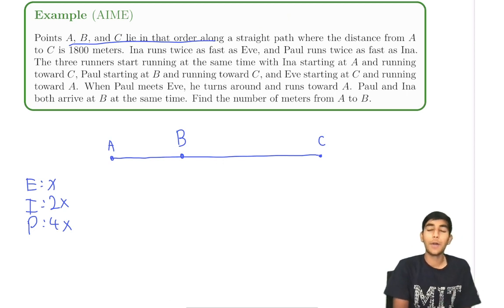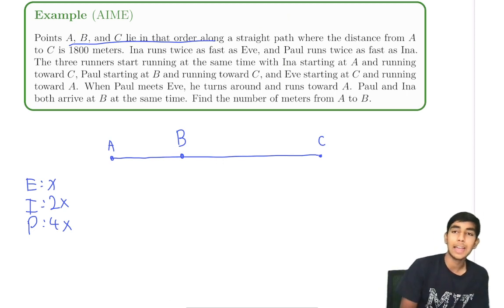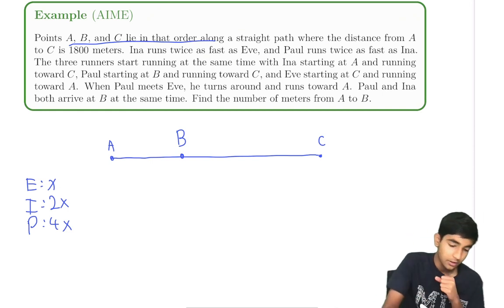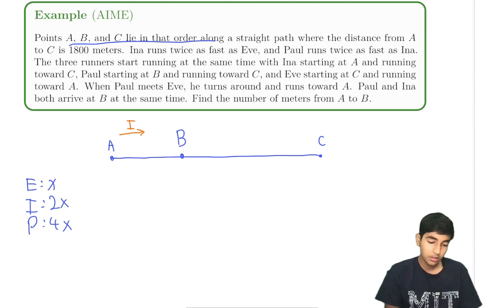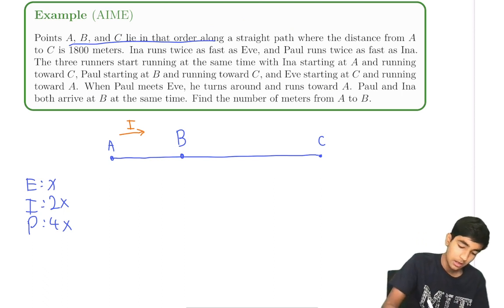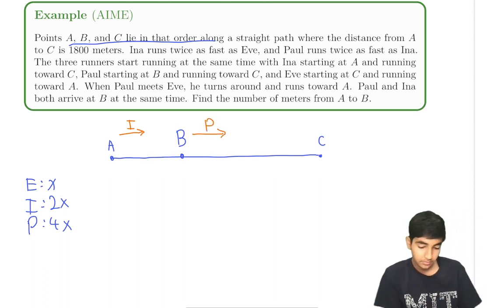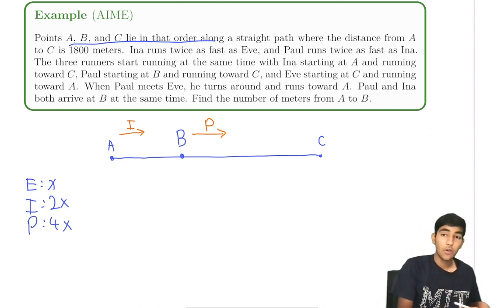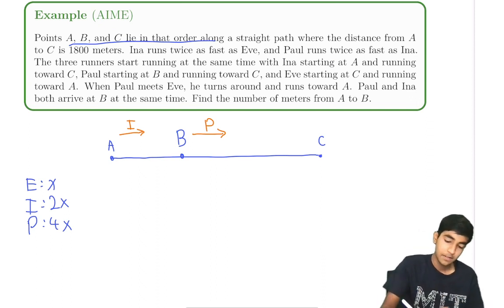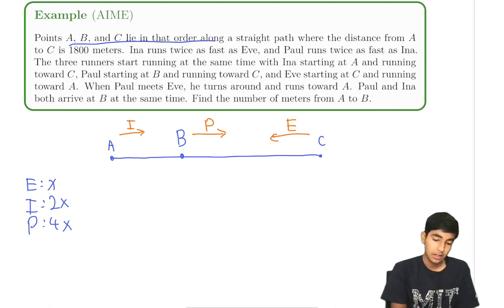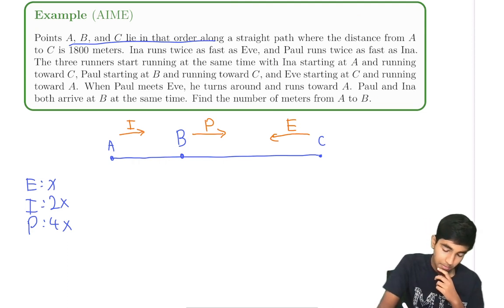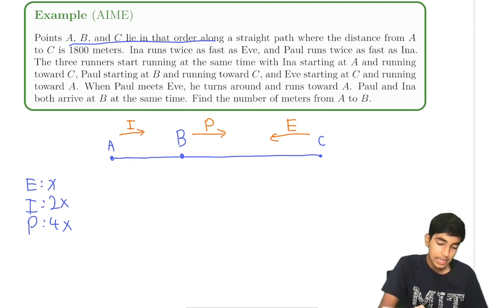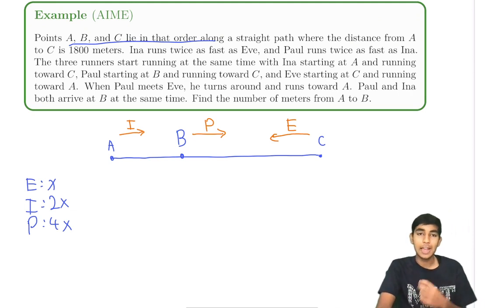The 3 runners start running at the same time, with Ina starting at A and running towards C. So Ina, boom, like that. Paul starts at B, runs towards C, Paul. And Eve starts at C, running towards A. Like that. Okay, and when Paul... Okay, what does the problem say? When Paul meets Eve, he turns around and runs towards A.